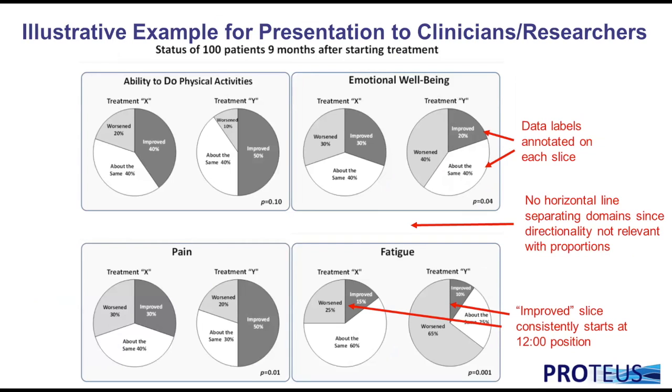Recommendations for clinicians parallel those made for patients, with the addition of p-values for statistically significant between-arm differences in proportions and removal of color. Finally, since directionality is not an issue with the pie charts, there is no separation between the function domains and the symptom domains.